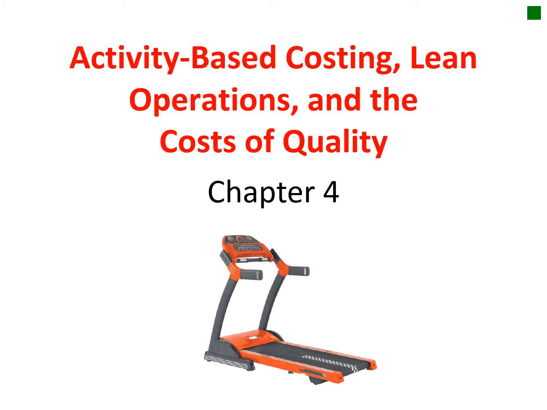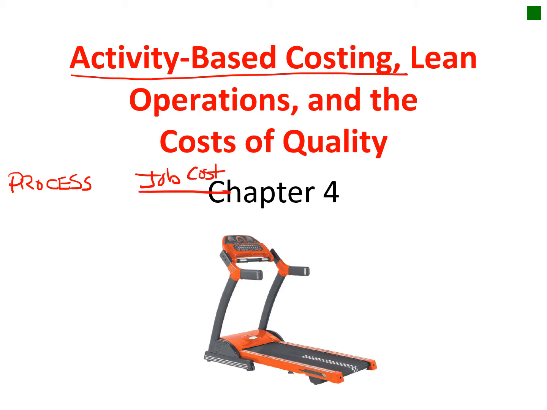Okay, so in chapter 4, we are going to be continuing the concept of job costing by talking about what's called activity-based costing. And just remember that activity-based costing is really part of job costing. So if you go back to chapter 3, they talked about the two basic types of costing methods, which is process costing, which we're going to cover in chapter 5. And then you've got job costing, which is really chapter 3 and chapter 4.